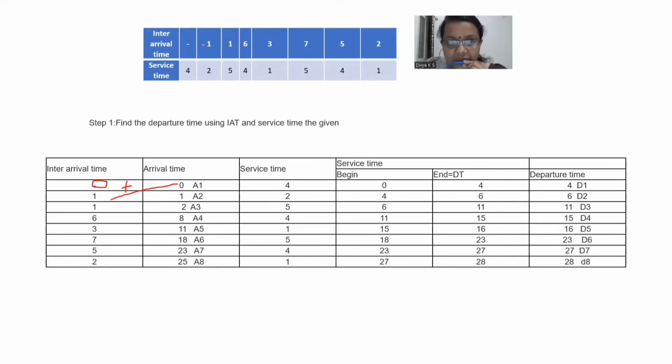I will tell you the question once more. What is the IAT? We mentioned here 0, 1, 6, 3, 7, 5, 2. Then the service time is mentioned here, 4, 2, 5, 4, 1, 5, 4. Like that we mentioned, and this is a probability study. In the question paper, if one value is missing, you can make it your own value.